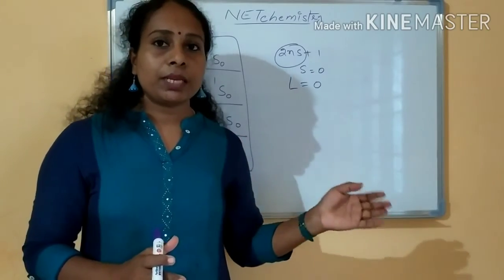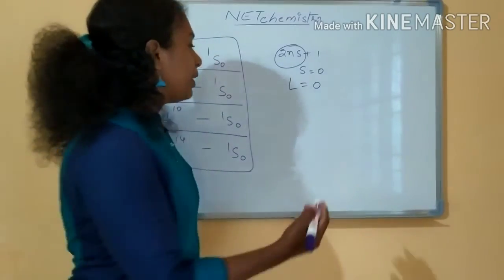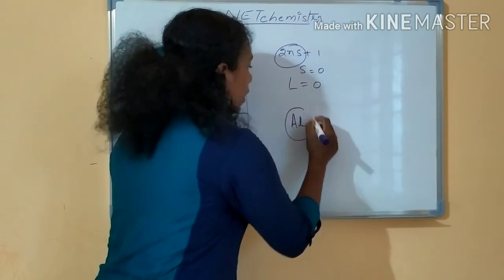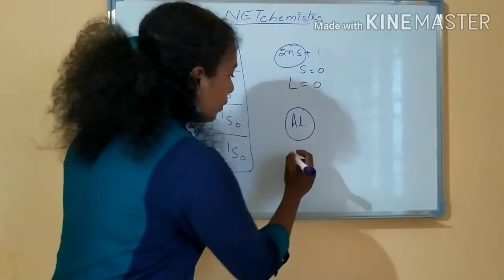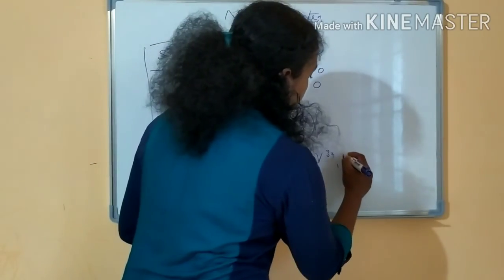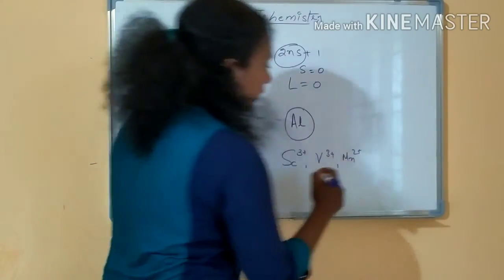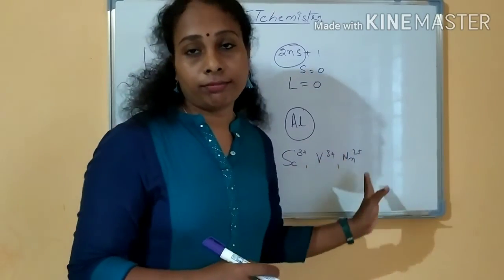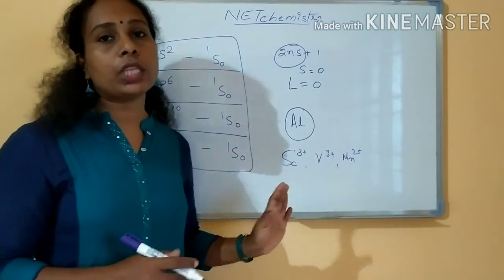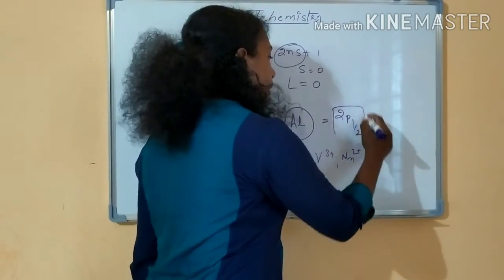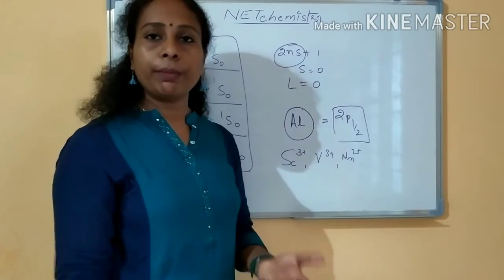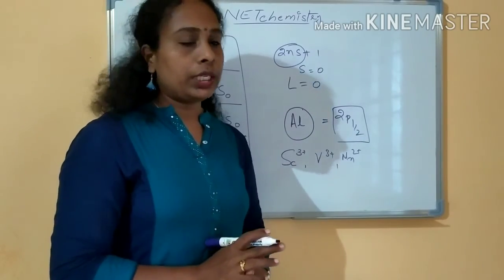This atomic term symbol is clear for you. Just find out the ground state term symbol for aluminium, and also for scandium 3 plus, manganese 2 plus, like this, all d transition elements. Try to find out the ground state term symbol for all these. Aluminium is in the boron family, as you have seen already, and 2P1/2 is the ground state term symbol.